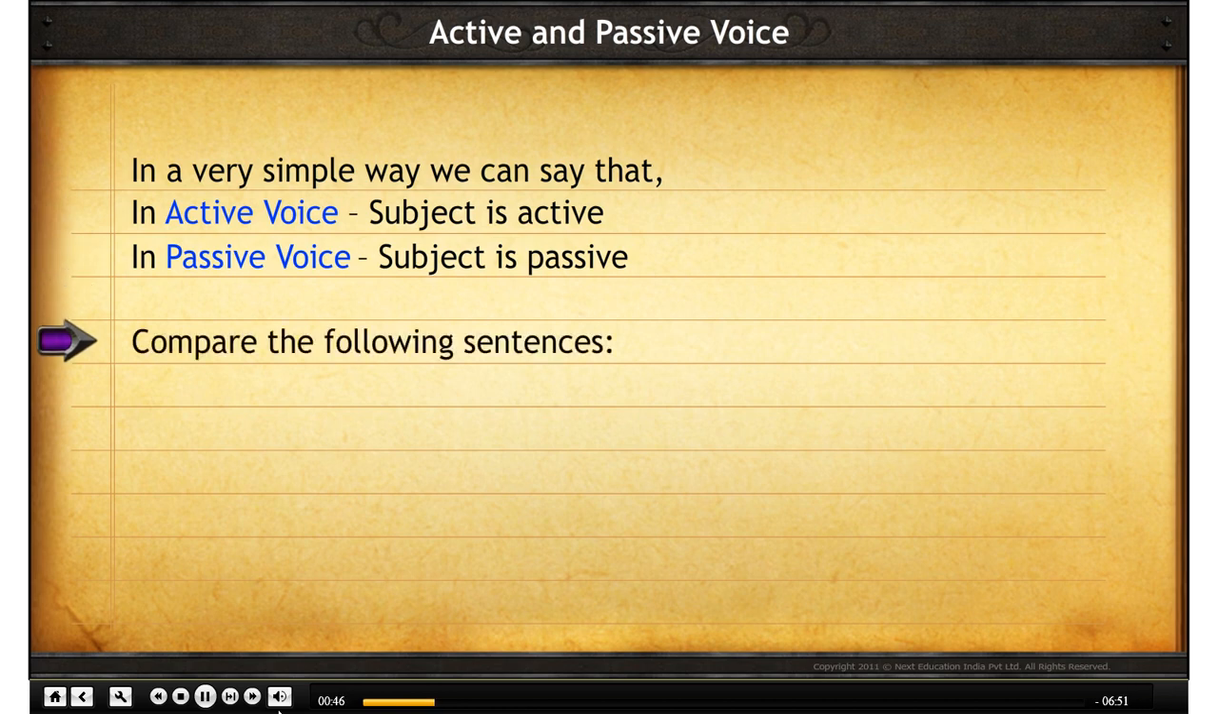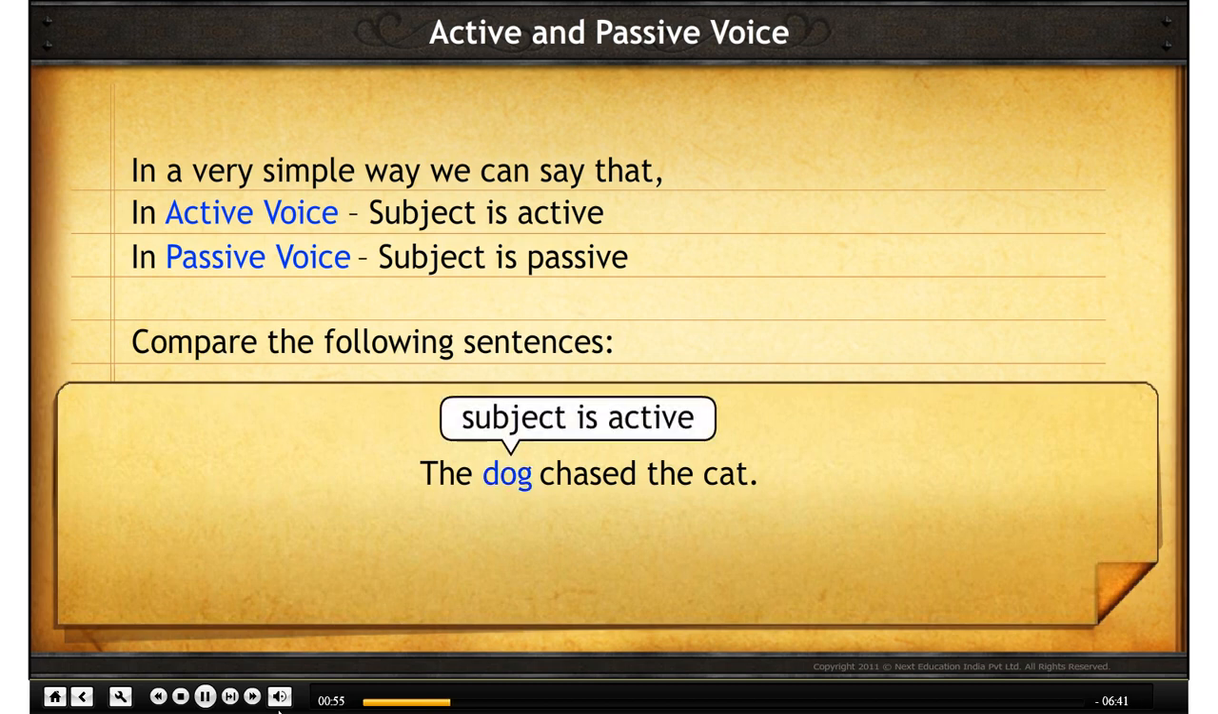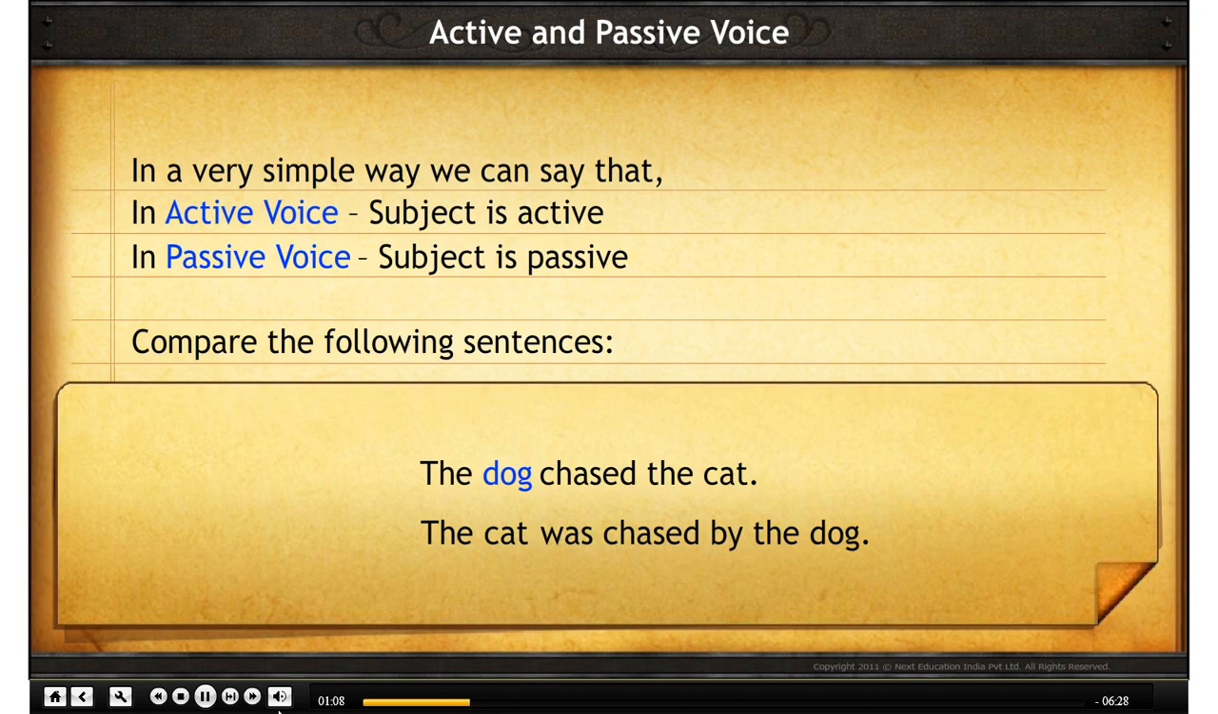Let us compare the sentences. In the first sentence, the dog chased the cat. The dog is the subject and it is the doer of the action. So the sentence is in active voice. In the second sentence, the cat was chased by the dog. The cat is the subject and it is the receiver of the action. So the sentence is in passive voice.